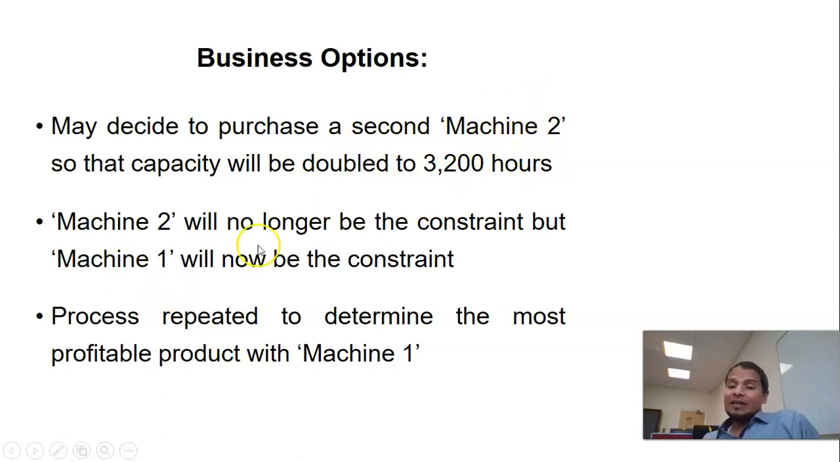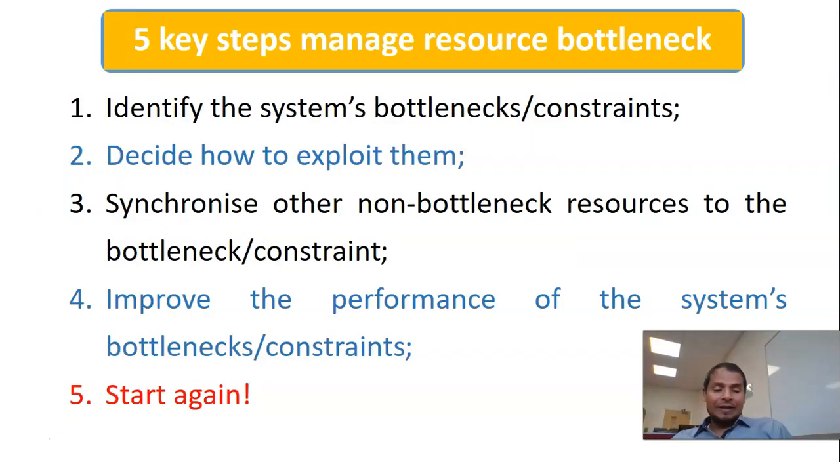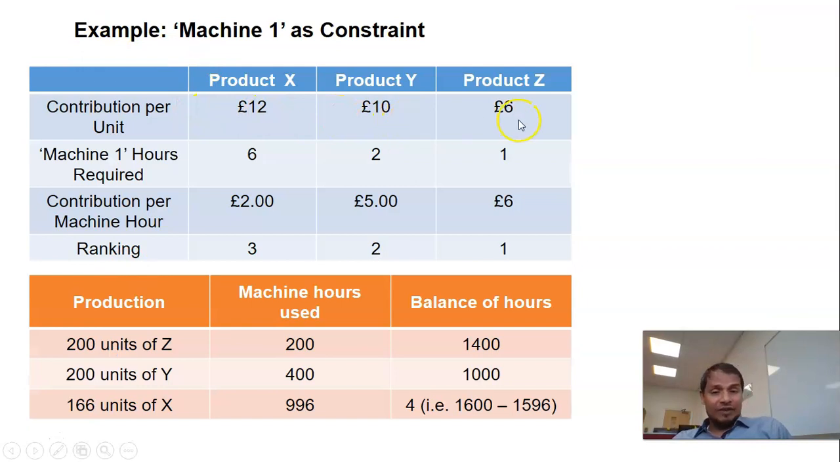Okay, so in that case, if you solve the problem of machine 2, then machine 1 will be a constraint. And we have to do the same thing. How much product can we produce using machine 1 as a constraint resource? We can find it out. So let's see if machine 1 is the constraint. Contribution is given, and for machine 1, how many hours we need to process X, Y, and Z.